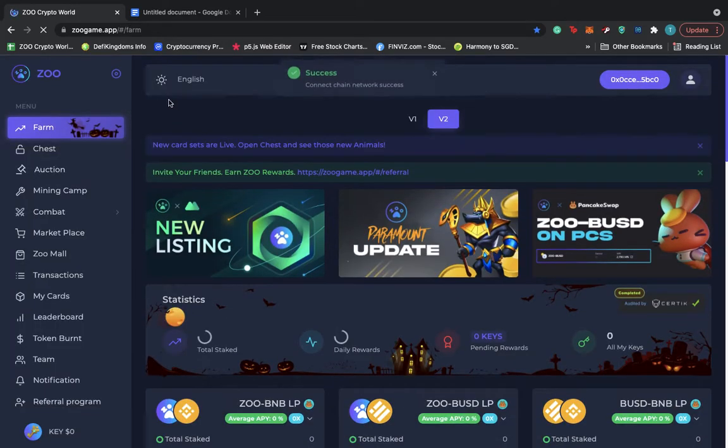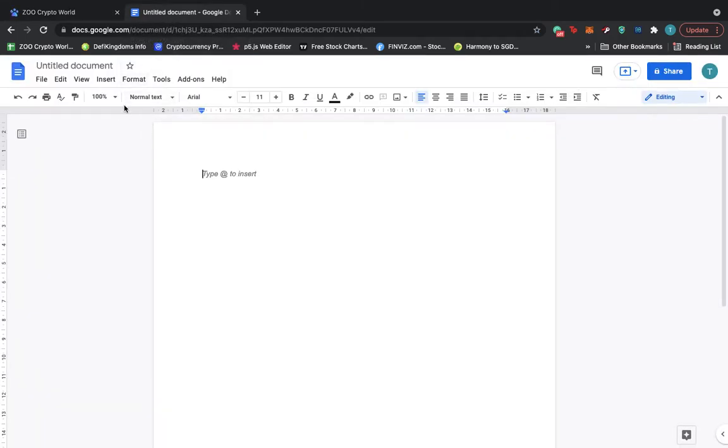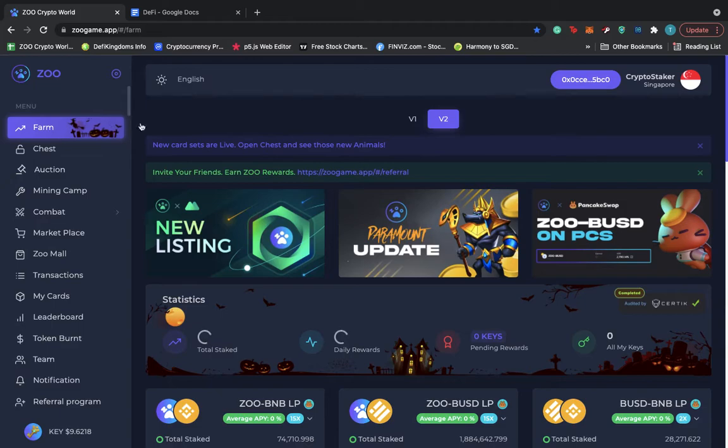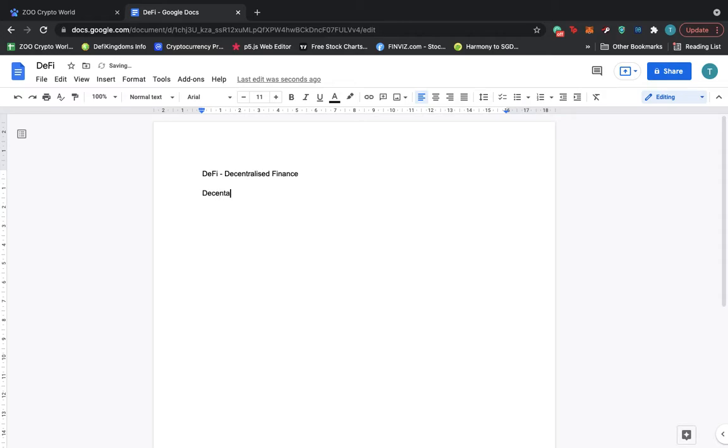So before I talk about Zoo Game, I want to talk about DeFi, which is Decentralized Finance. So what is Zoo Game? Zoo Game is essentially a decentralized application, and it comprises many forms of application, decentralized finance included. So now I'm going to list out some of the decentralized applications, and one of them is decentralized finance, right?